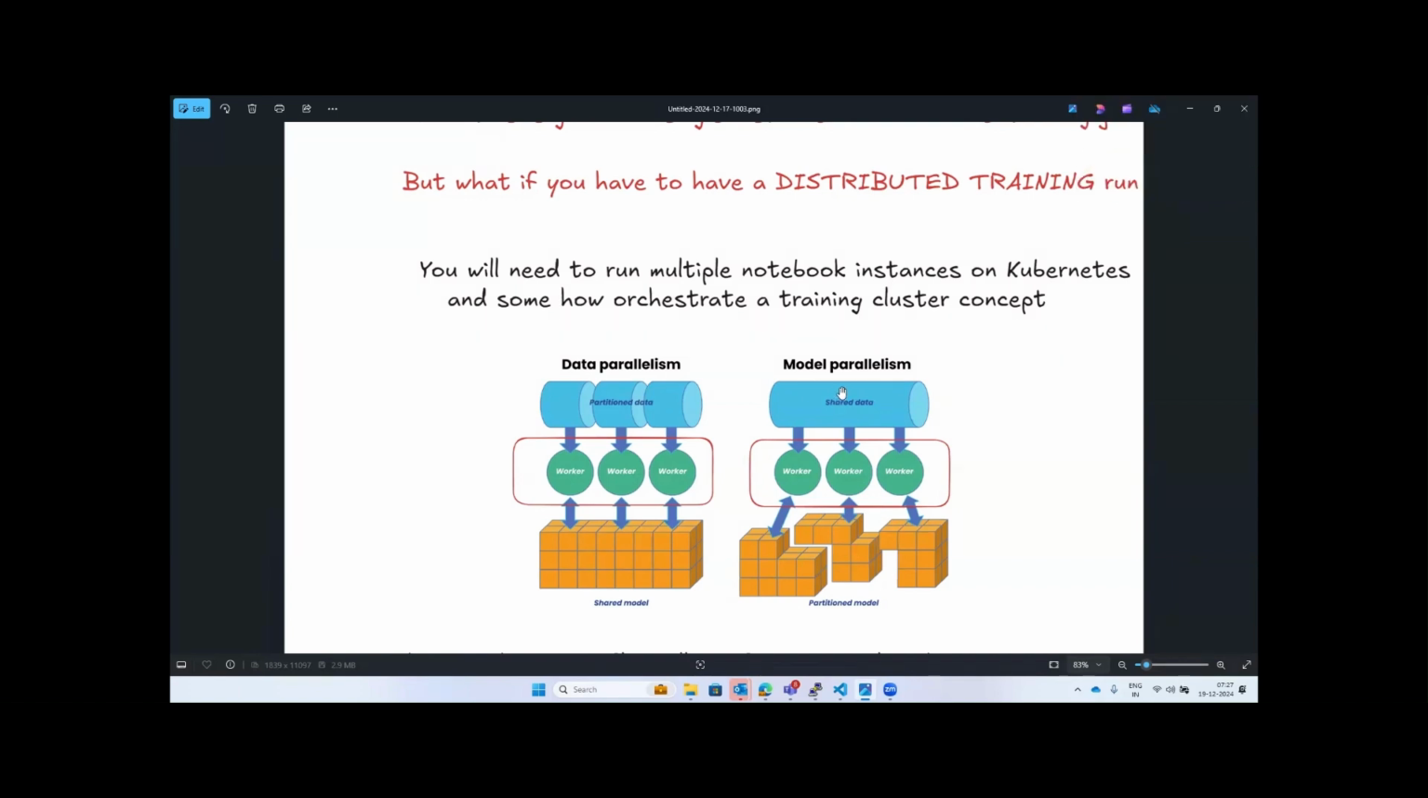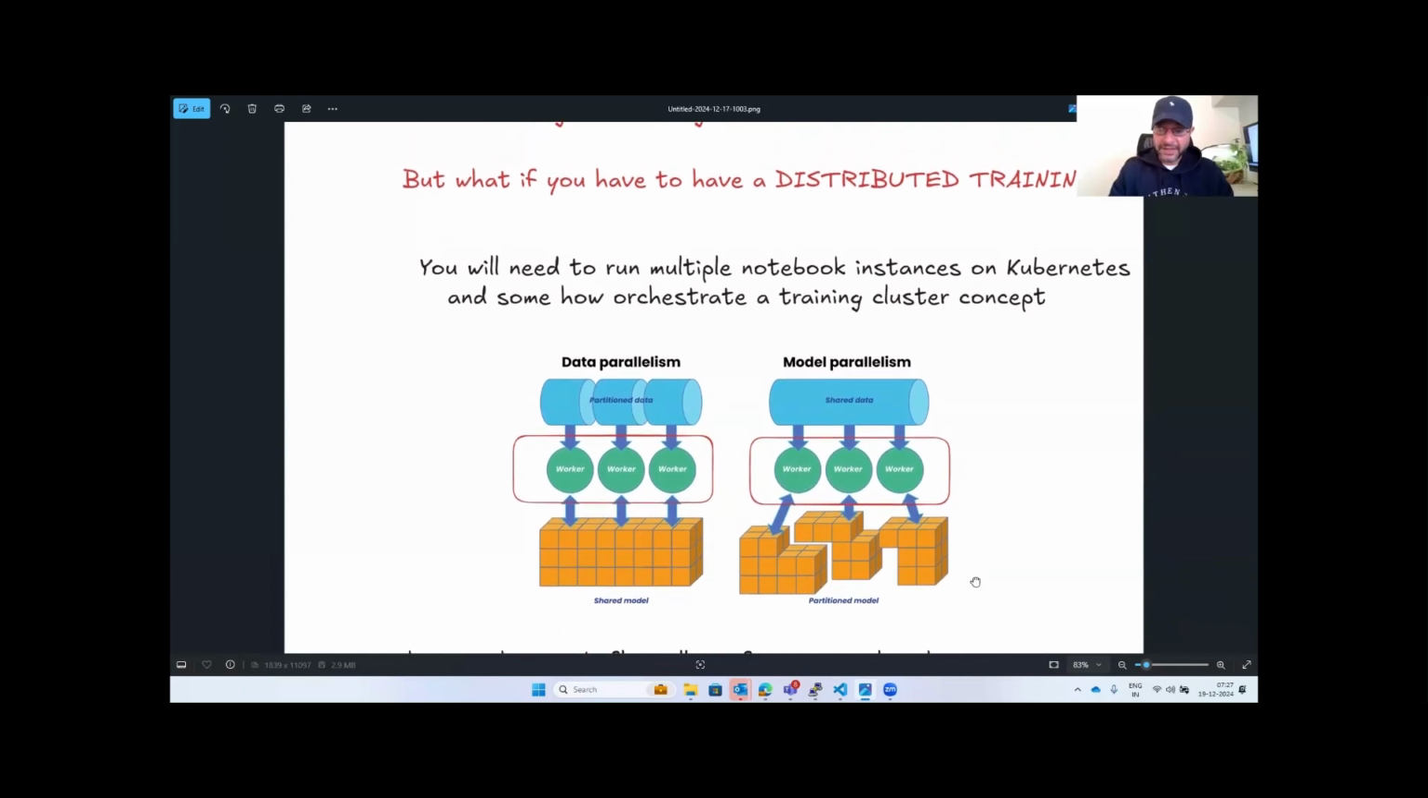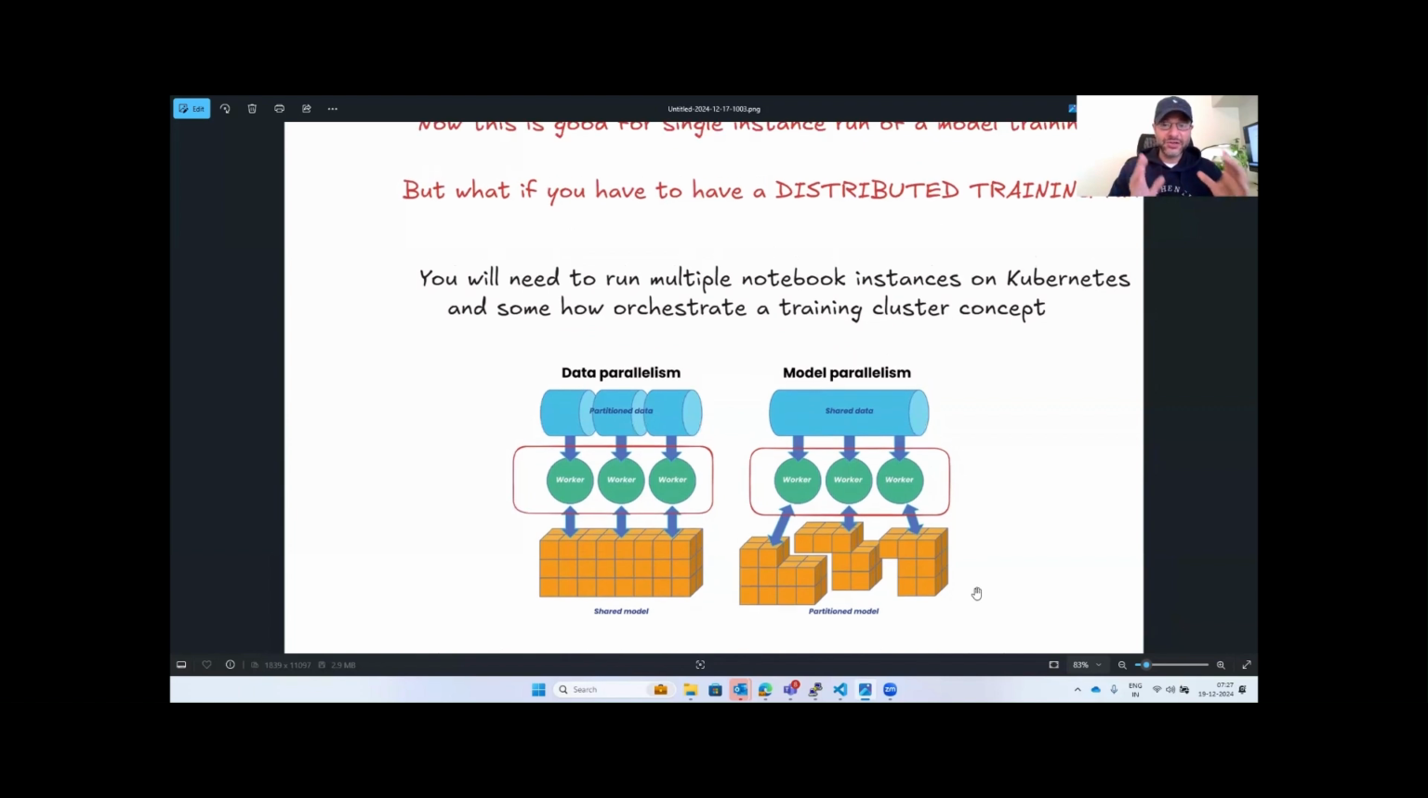Sorry, Robert, there was a question, Rob? Does this mean that there is an equivalent concept of parallel inferencing as well? Yes, yes. So this is training.